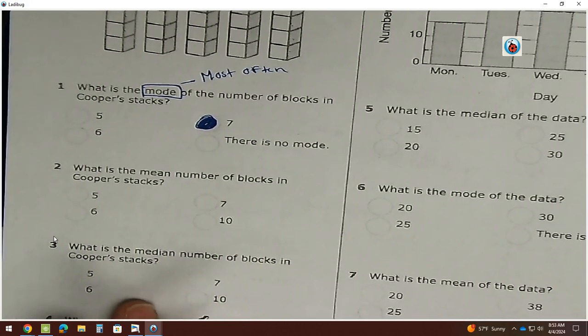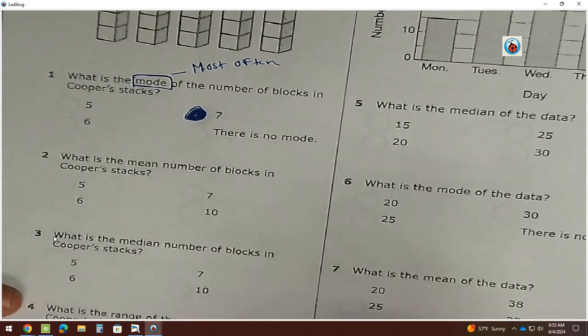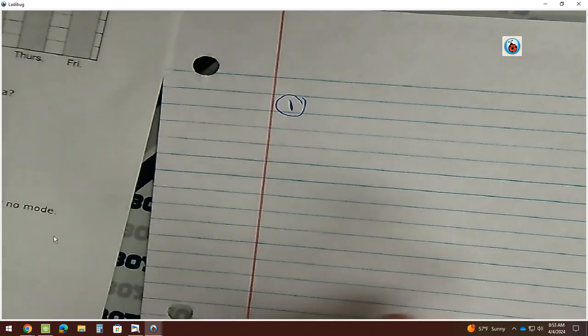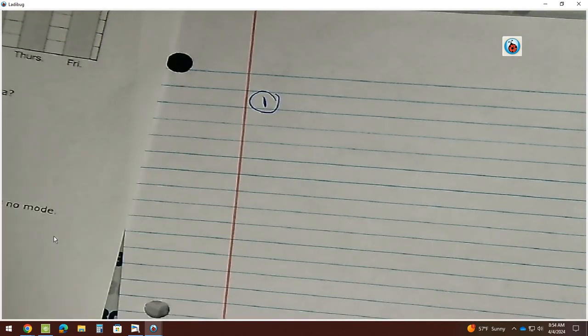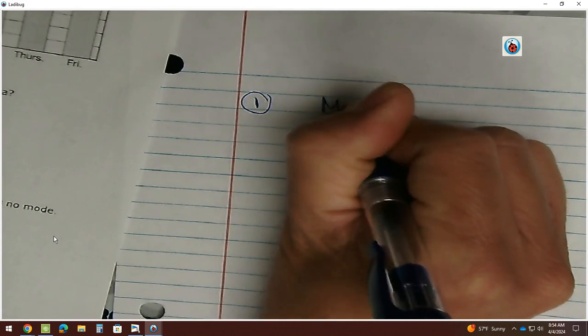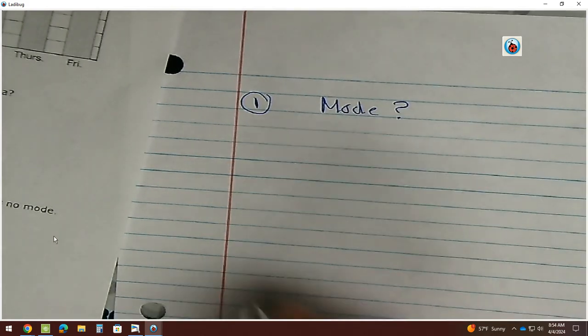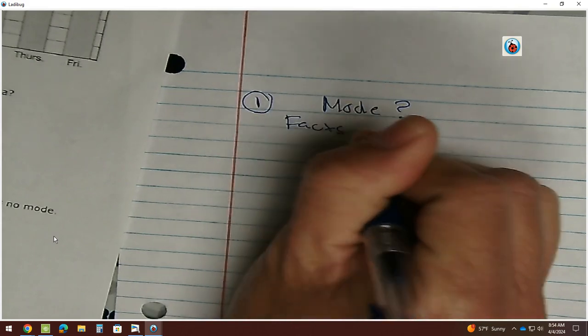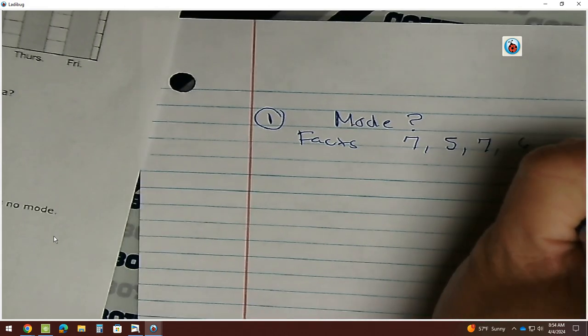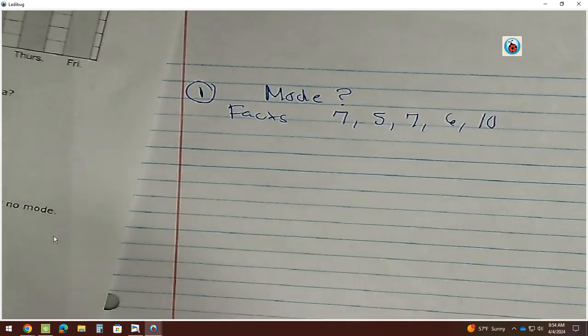The next one. Oh, work-wise, I forgot to tell you about the work. In data, number one, even though we already know the answer 7, you can tell quickly because these are easy. I'm barely introducing. Do you think it's going to be easy always like this? No. That's why I need to show you the work. So the work is to say, okay, they want to know about the mode. That's my question. The facts: we have the numbers 7, 5, 7, 6, 10.